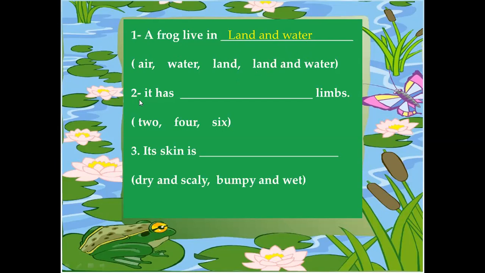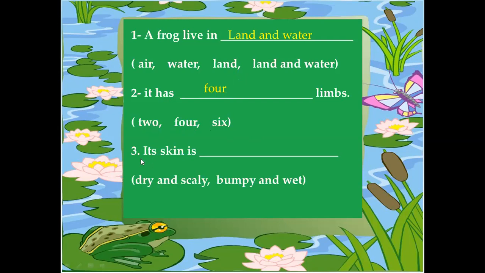The second one is, it has dash limbs. Count the limbs. How many? It's too easy, simple. You can do it. 2, 4, or 6. How many? Front limbs and back limbs. Hand limbs are 4 limbs. How many limbs? 4 limbs. It has 4 limbs. They're talking about the frog. It has 4 limbs.